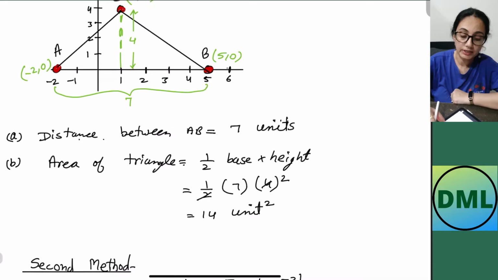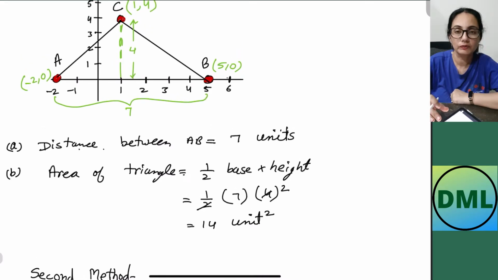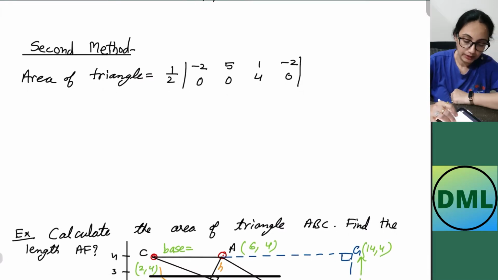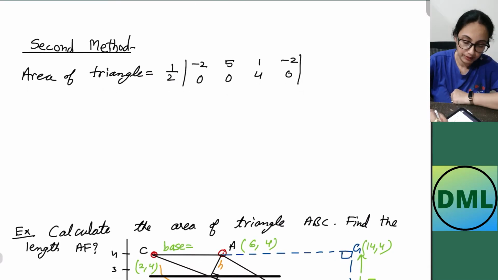Now because the coordinates are given to us, we will solve it with one more method. Now let's take the second method. The area of the triangle is given by half. I took (-2, 0) as the first coordinate, then (5, 0), (1, 4) and (-2, 0). Again I repeated my first coordinate.